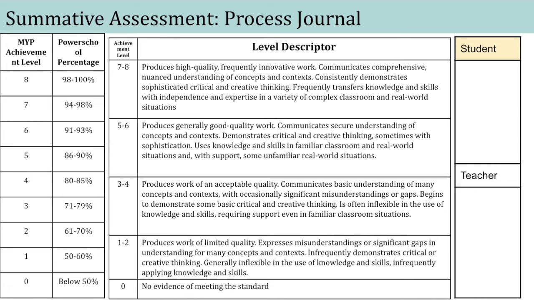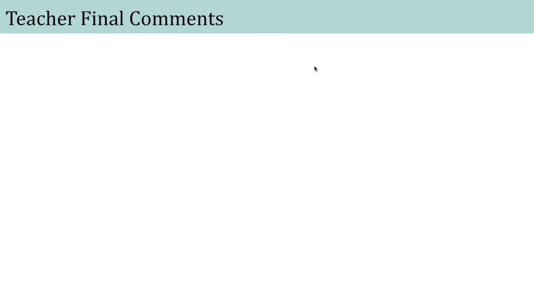When you decide which level you want to give yourself for each one, so for the process journal and also the final reflection, add your grade to the yellow student section for both of the reflection and the process journal. On the last process journal slide, I will leave my comments.